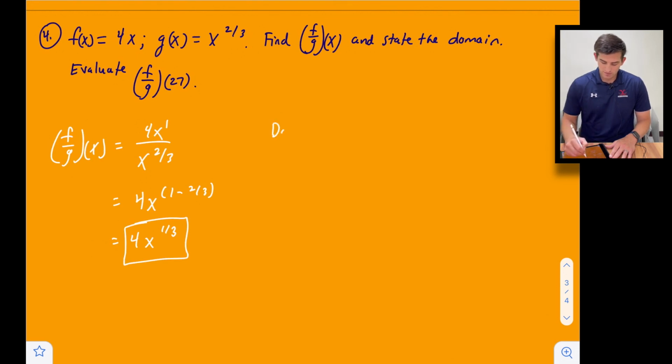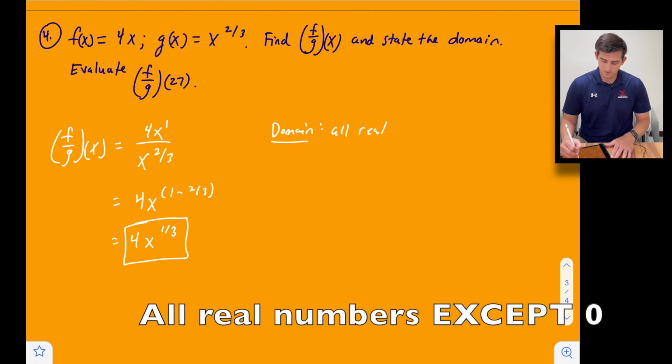So now let's think about the domain. Okay, so the domain, we had a linear function, so all real numbers, but then we had x to the 2/3. So if we think about x to the 2/3, that would be like the cube root of x raised to the second power. So we can say all real numbers for this one as well.